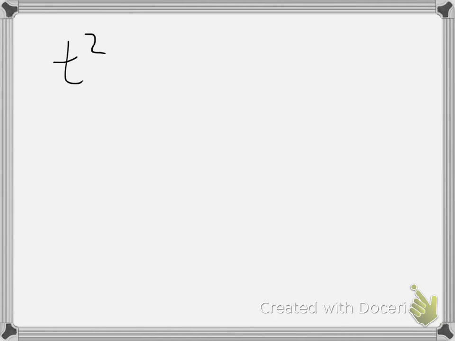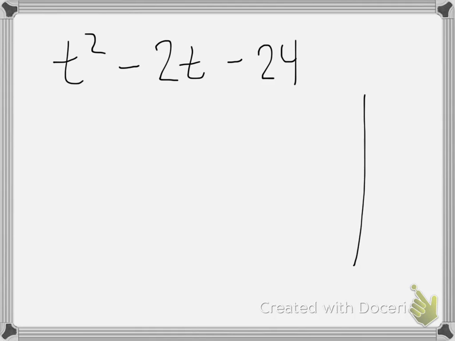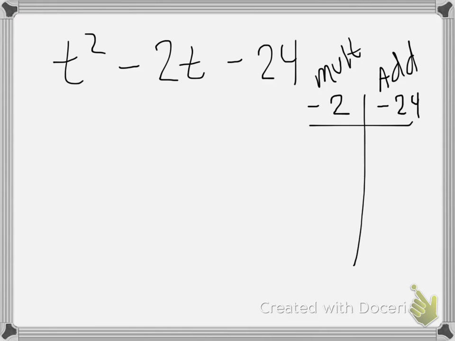Here's another one. T squared minus 2t minus 24. So I know that it has to multiply to -2 and add to -24. So I'm looking for a number. Whoops, did I write that down wrong? Yes, I did. Maybe I shouldn't be teaching today. Multiplies to -24 and adds to -2.